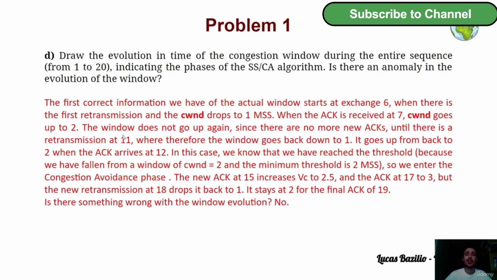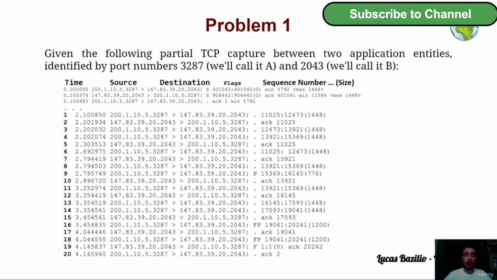And now the window does not go up again, as we can see here. And the reason for this is because there are no more new acknowledgements of new data, until there is a retransmission at the exchange 11. Keep in mind, if we study this TCP dump capture from the exchange 7, we don't have more new acknowledgements. In fact, here we have a sequence number that we are sending, here we are also sending, here we are receiving, but this acknowledgement of this sequence number was already seen before, in fact, right? So this acknowledgement of the exchange 10 is not a new data acknowledgement, so we are not going to increase the congestion window in 1.